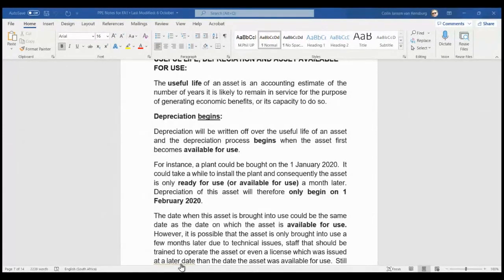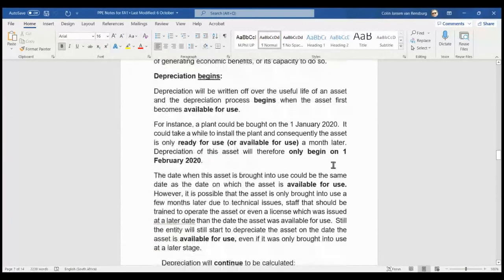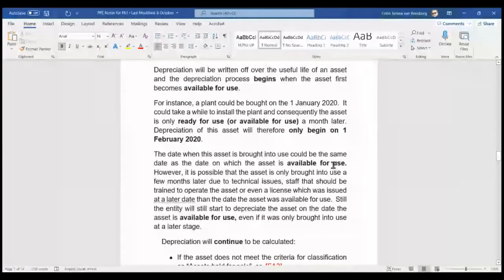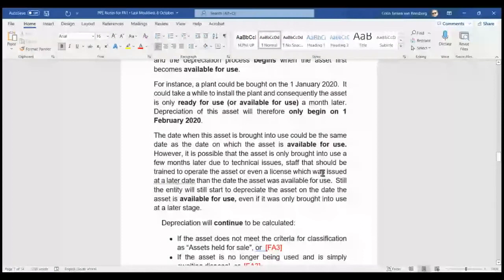IAS 16 actually uses both of those terms, when it's ready for use or available for use. So that is why we've got that little example there. Let me just go back to Word. Let's say, for instance, you've purchased a plant or any other kind of property, plant, and equipment on the 1st of January. It is ready for use on the 1st of February, but you actually only start using it on the 1st of March. Then you will start your depreciation process on the 1st of February when it was ready for use.